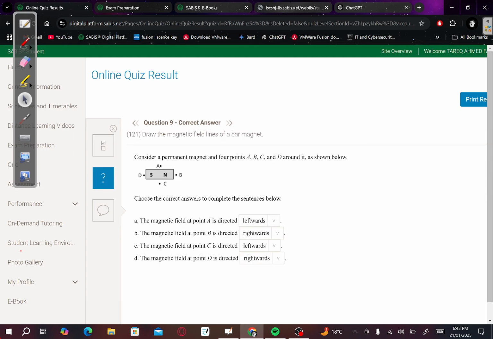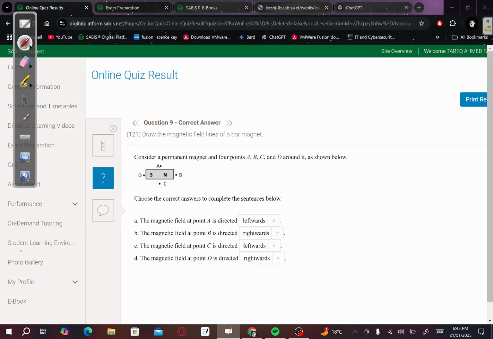Okay. Consider a permanent magnet with 4 points A, B, C, and D shown around it, as shown below. This is the question that I was telling you about, the one that goes into magnetic plotting compasses in detail. So let's start with A. First we draw our magnetic poles, right? It's going to go like this. The arrows go this way because it's always going to be from N to S. Keep this in mind because they will ask you later what the magnetic field of a simple bar magnet is. Now this is all we need for this question.